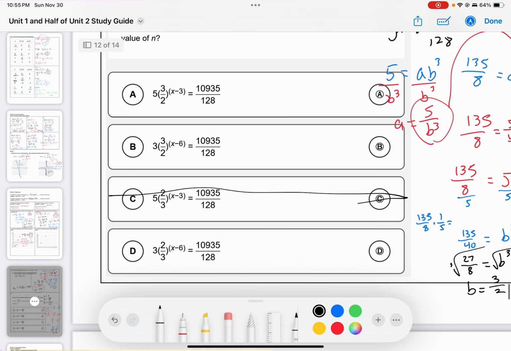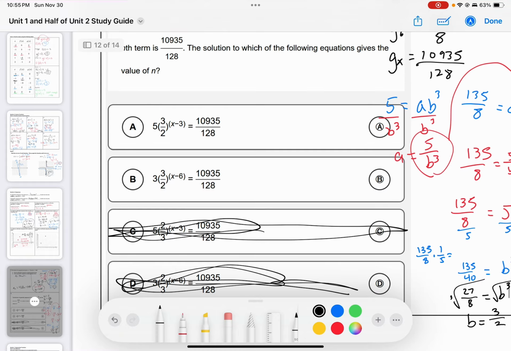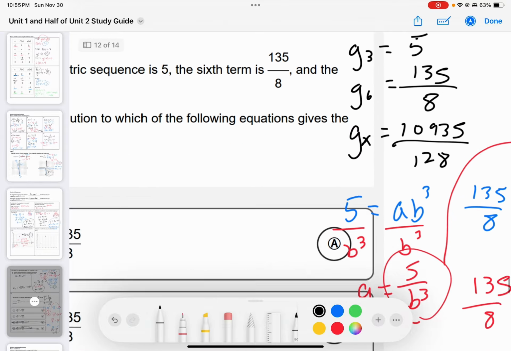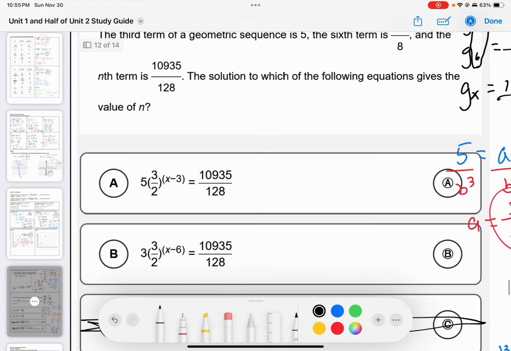So I can eliminate here, and I can eliminate here. The rest of this is pretty simple, because what is the difference between the 2 exponents it gave us? The difference is 3. So this x minus 3 is showing the difference in the 2 points that were given us. X minus 6 doesn't make any sense. We're given the difference here is 3, so we want to subtract 3, and we could use this equation to figure it out.